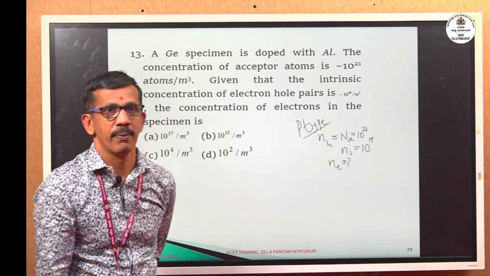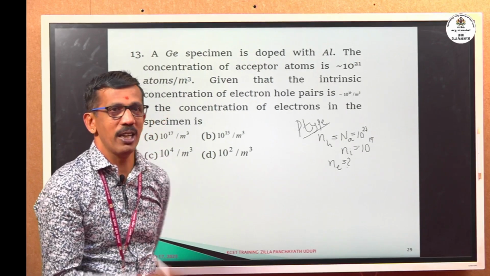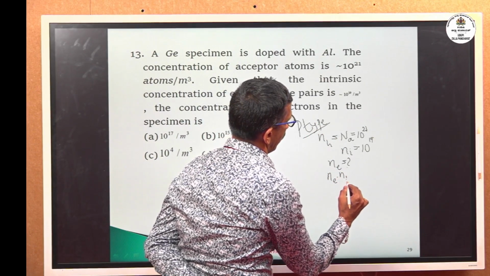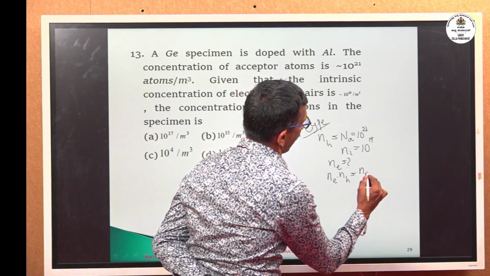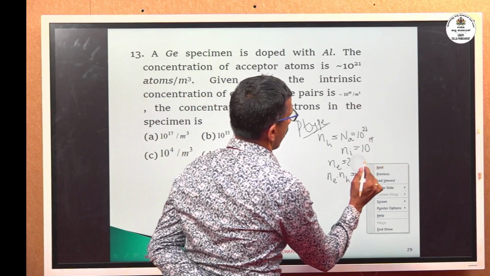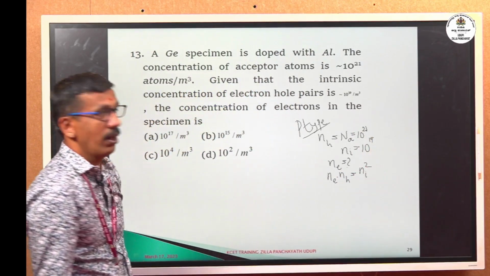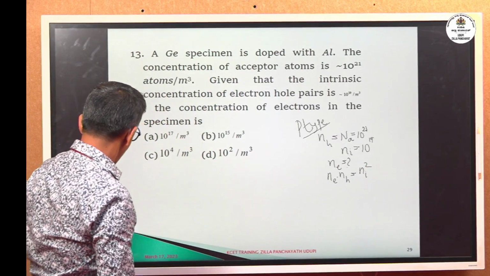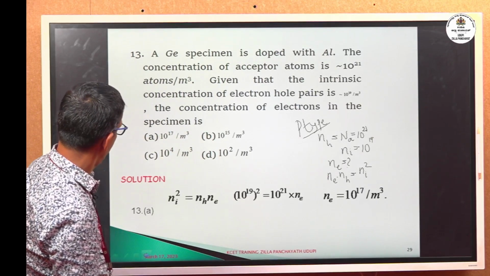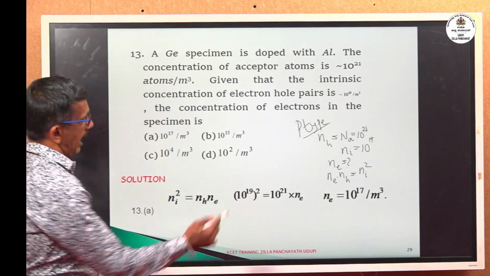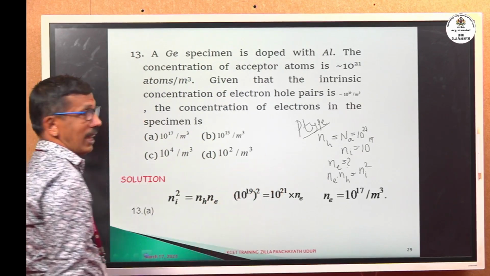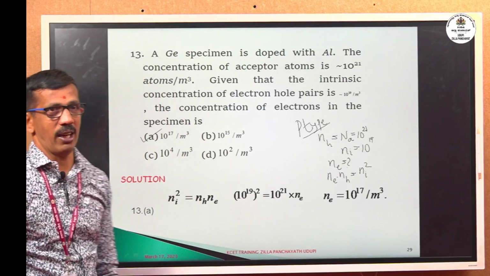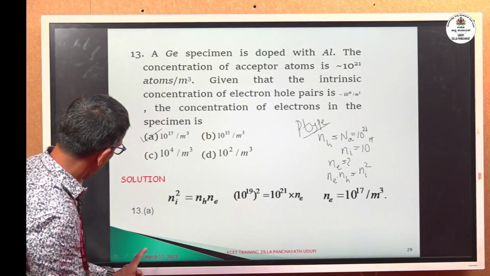How to find Ne? We know for an extrinsic semiconductor, Ne into Nh is equal to Ni square. Use this, and we get the answer 10 power 17. Ni square is equal to Nh into Ne. 10 power 19 square is equal to 10 power 21 into Ne. So Ne becomes 10 power 17. Option A is the right answer. Now we move on to the next question.